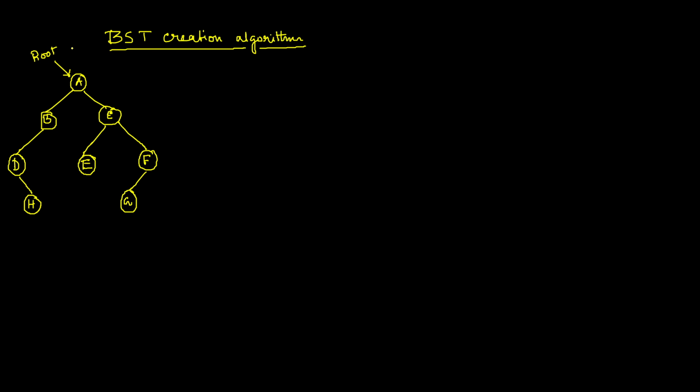From the main function, some function for creation of the algorithm will be called, and that algorithm is actually responsible for not only creating the nodes of the tree but also connecting with the existing tree, right?